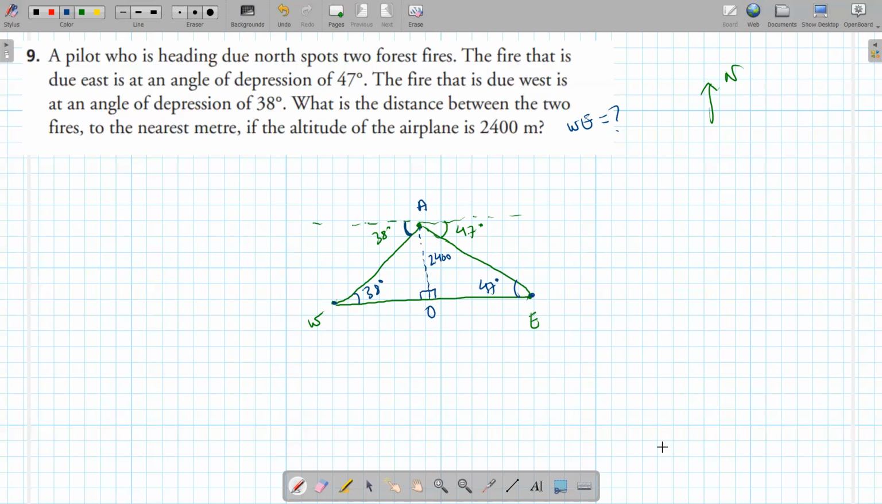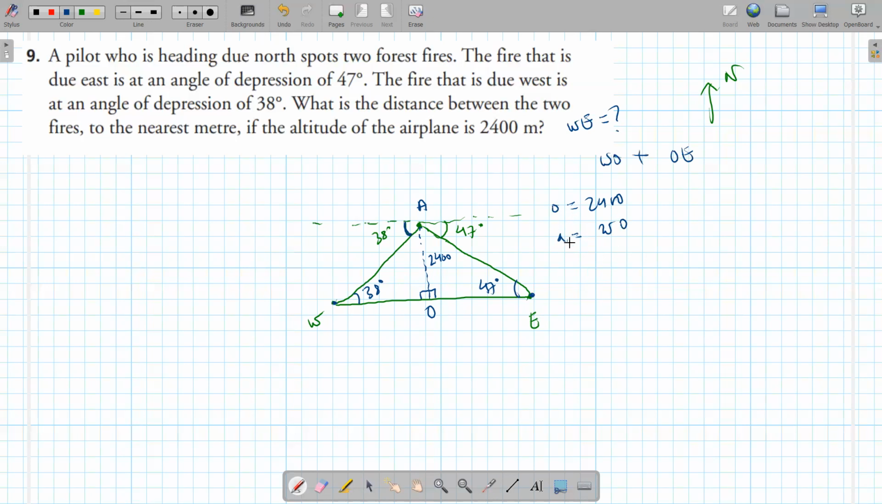You do both triangles separately? Yes, exactly. You'll first find WO, and then you add it with OE. So let's look at the one on the left. We know the opposite is 2400. Is WO the adjacent or the hypotenuse? The adjacent. Right, so the adjacent is WO.